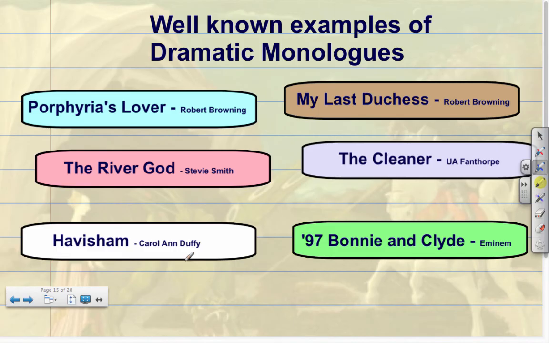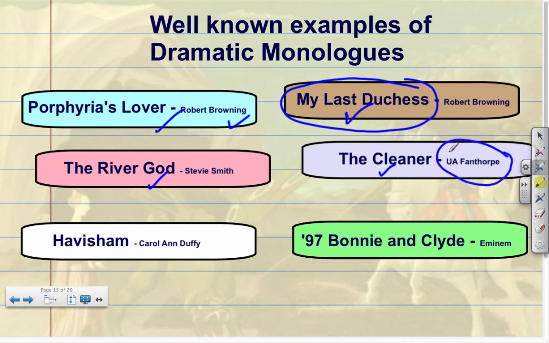And here are some good examples. If you don't know some already, these are the archetypal ones, I would say. You've got Porphyria's Lover, you've got My Last Duchess. This is an absolute masterpiece. This is a masterpiece too. The River God, that's a good example. The Cleaner, by U.A. Fanthorpe, I think she's a fantastic proponent of the form. Havisham, by Carol Ann Duffy. And then I love this. It's by Eminem. It's a song called 97 Bonnie and Clyde. It's from his first album, the Slim Shady LP. And if you look at this song, it's a dramatic monologue too. So these are some good examples of dramatic monologues. If you're being taught or you're studying them at the moment, these are things that you can look at and they might help you.